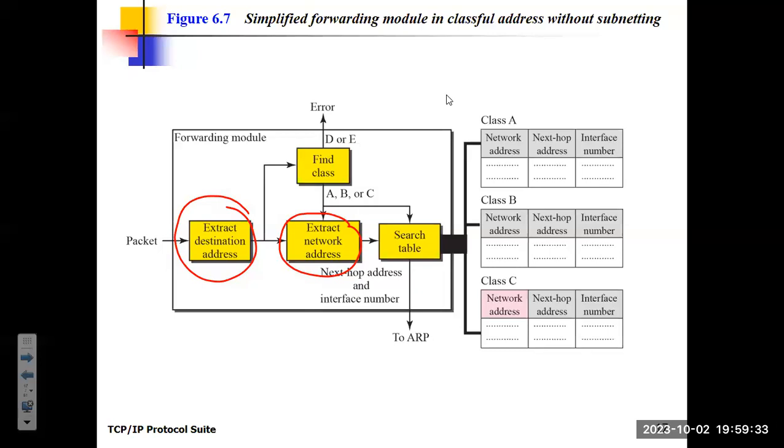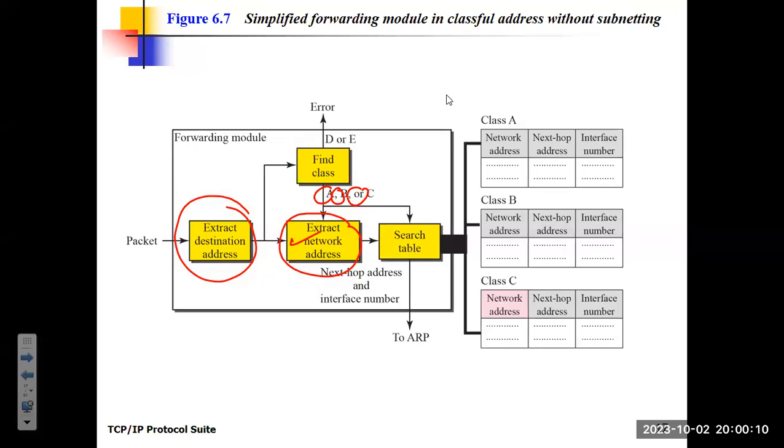Remember, we have class A, B, C. If you know this IP address is class A, can you tell me what the mask is? What's the mask of class A? 255.0.0.0. What is the mask for class B? 255.255.0.0. What is the mask for class C? 255.255.255.0. So that's why first I have to find the class, A, B, or C. When you know which one, then you will be able to extract the network address.